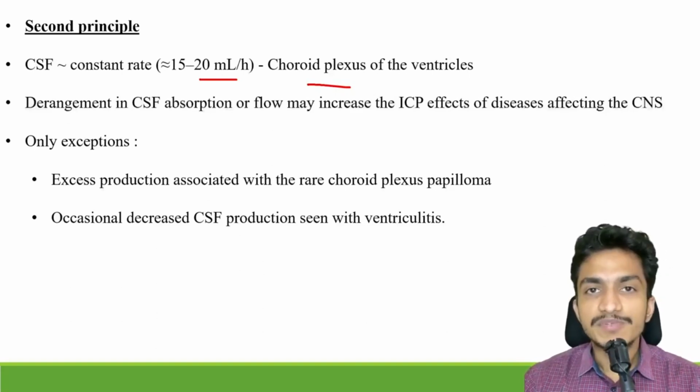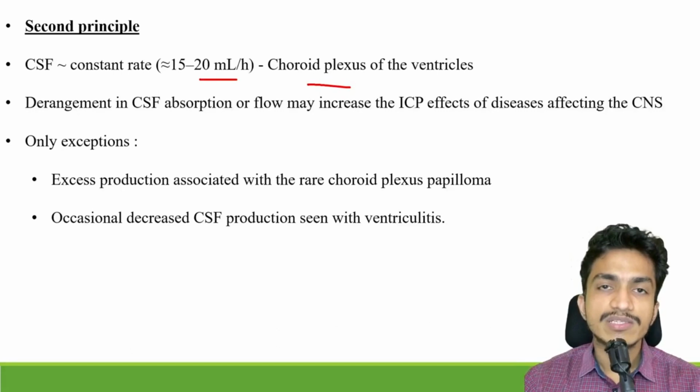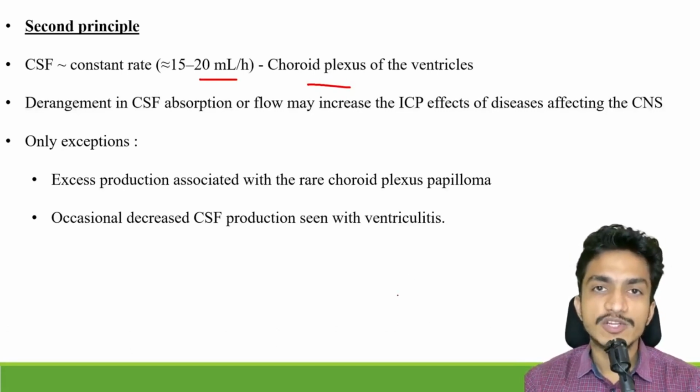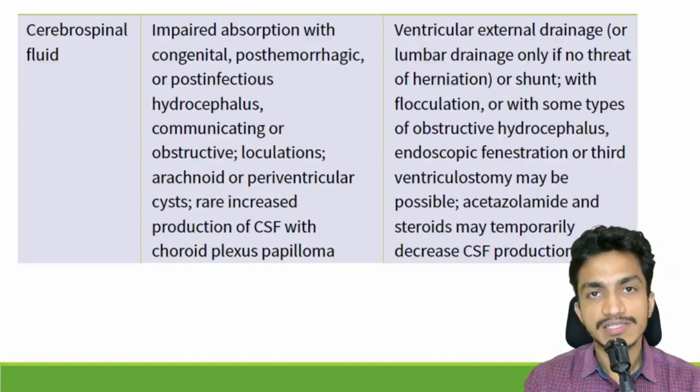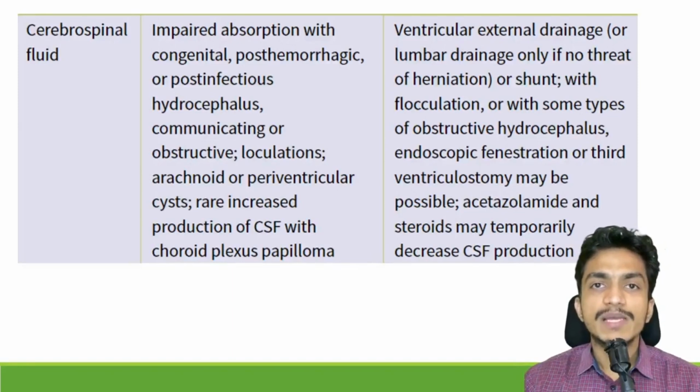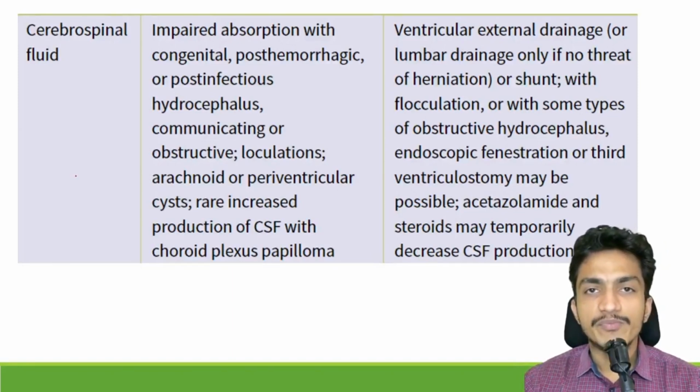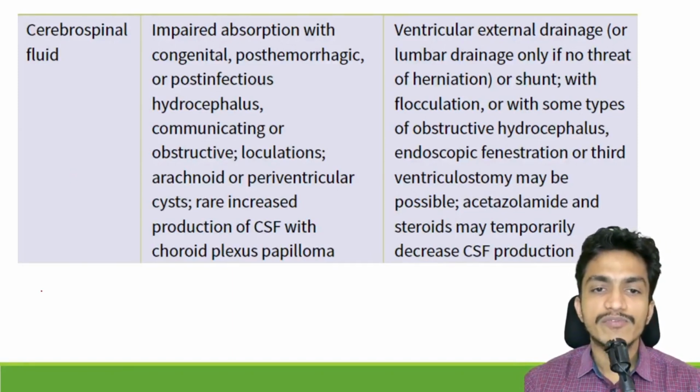But there are rare exceptions where it is not due to this: in cases of choroid plexus tumor there will be excess secretion, and in ventriculitis there will be decreased production. So those are the exceptions to how the CSF pressure increases. As I said, there will be impaired absorption, any kind of post-infectious syndrome, communicative, obstructive, or the rare exceptions.